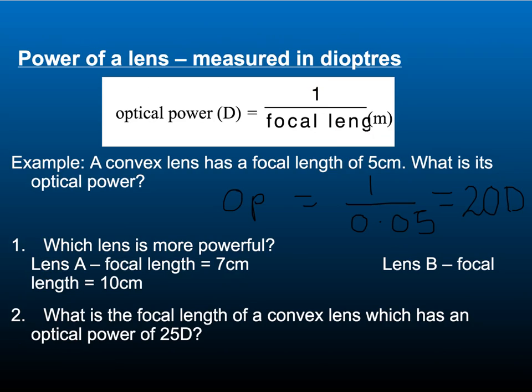Question 2 will require you to rearrange this equation to work out the focal length. If you struggle with this, try putting the equation into a triangle first and it'll help you to rearrange it.